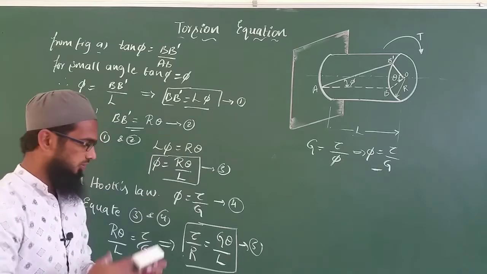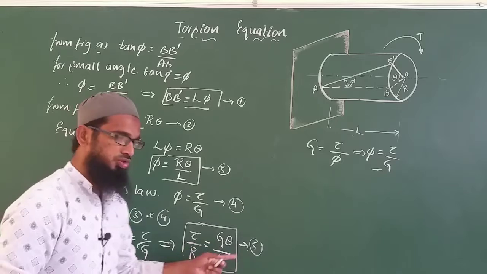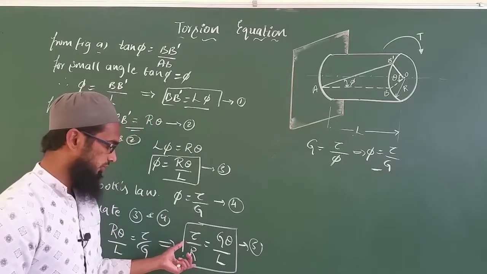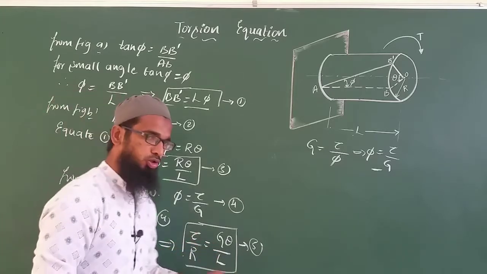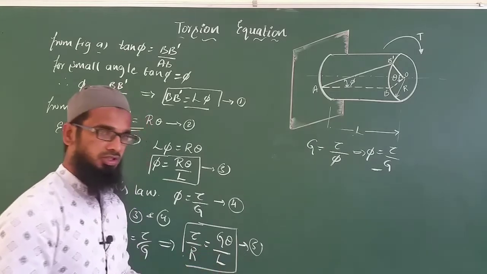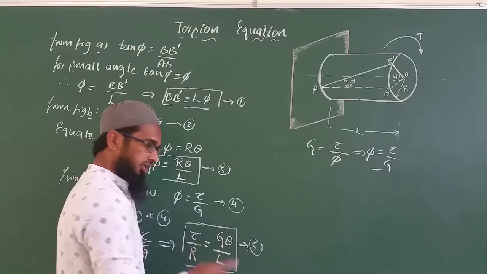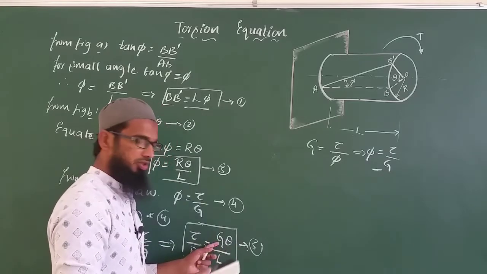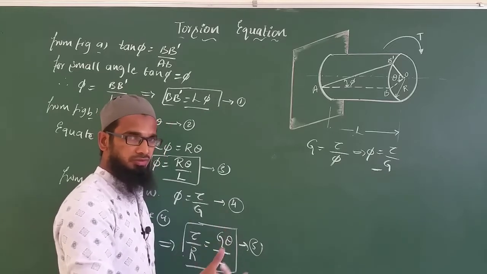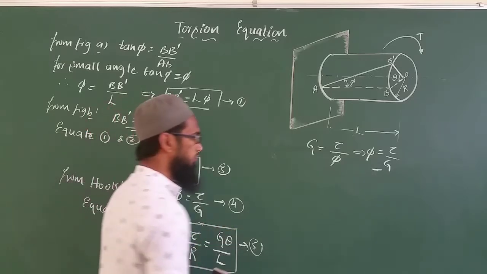I have taken this because this is the first part of the given derivation. That is tau by r is equal to G theta by L, where tau is the maximum shear stress in the member which has a radius of r. G is the modulus of rigidity. Theta is the angle of twist, and L is the length of the given shaft. Now we can see here, for a given shaft the modulus of rigidity is a constant, the angle of twist is also a constant, and the length of the given shaft is also a constant. So this tau by r is a constant for a given shaft.